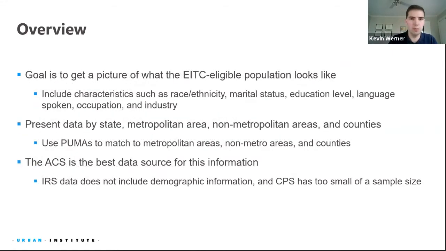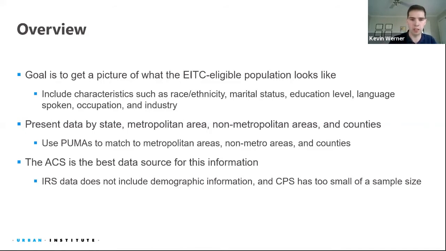So our goal with this project was to get a picture of what the EITC eligible population looks like in different areas. So we include a lot of demographic characteristics such as race, marital status, education, language spoken at home, occupation, industry, family structure, and a number of other characteristics. And we present data by state, metropolitan area, counties, and then non-metropolitan areas. And we use PUMAs, public use microdata areas, as reported on the ACS to assign people to these different geographies.